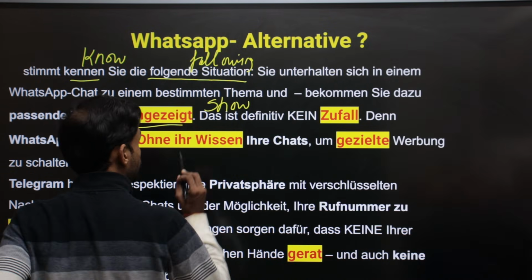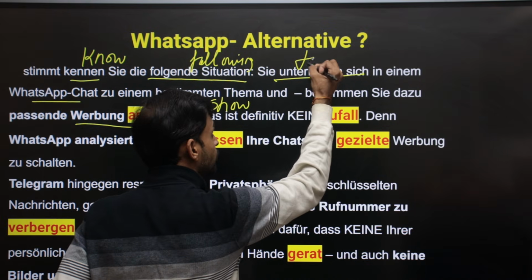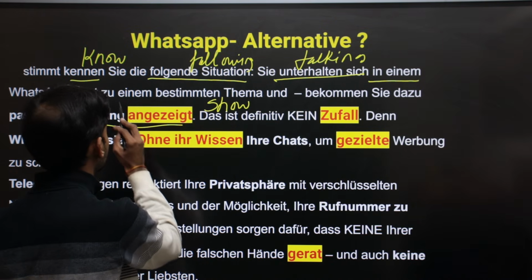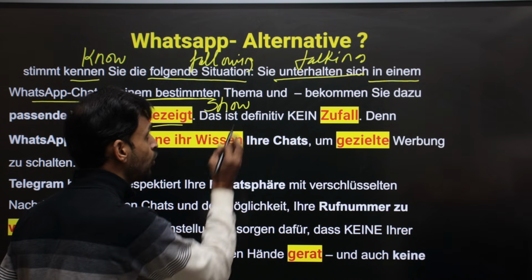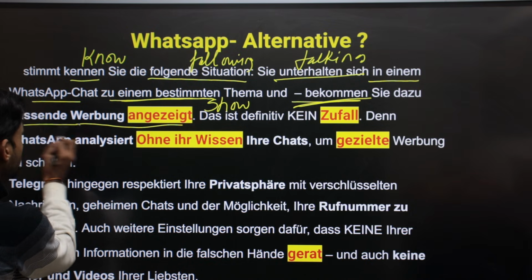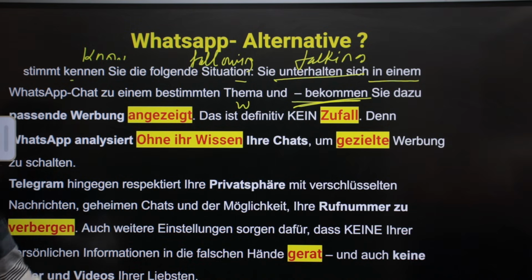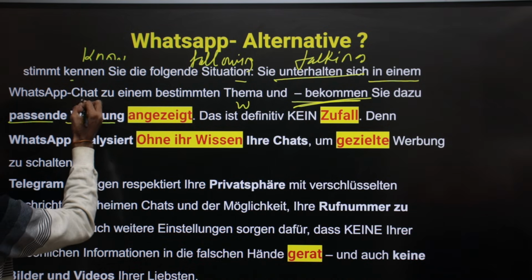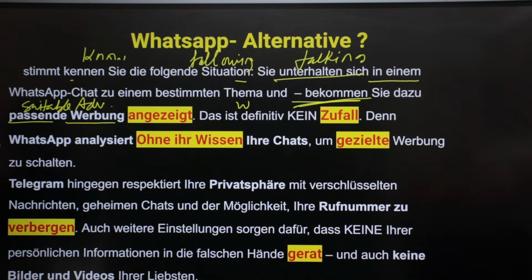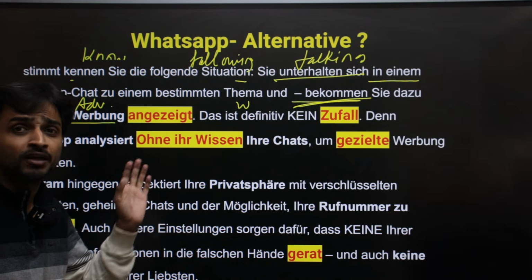WhatsApp chat zu einem bestimmten Thema. WhatsApp chat is the word. Unterhalten means you are talking. You are talking in a chat. Zu einem bestimmten Thema, to a particular topic. And bekommen Sie, you get, dazu, a passende Werbung. Passende Werbung means a suitable advertisement, an appropriate one. Suitable means related to what you are talking about. Related to that conversation, related to that chat, you get the passende Werbung.